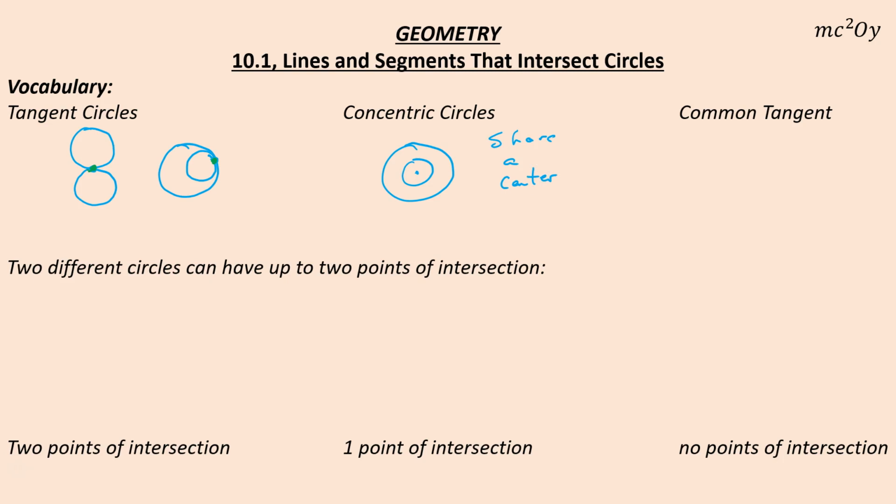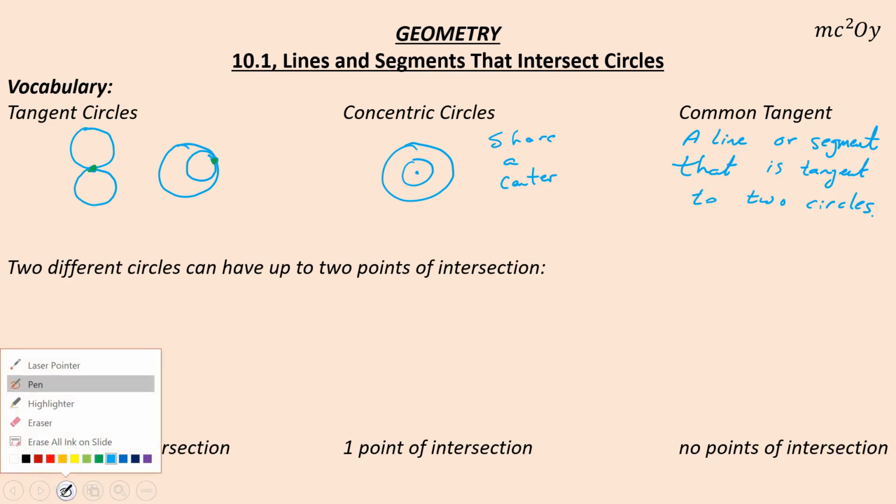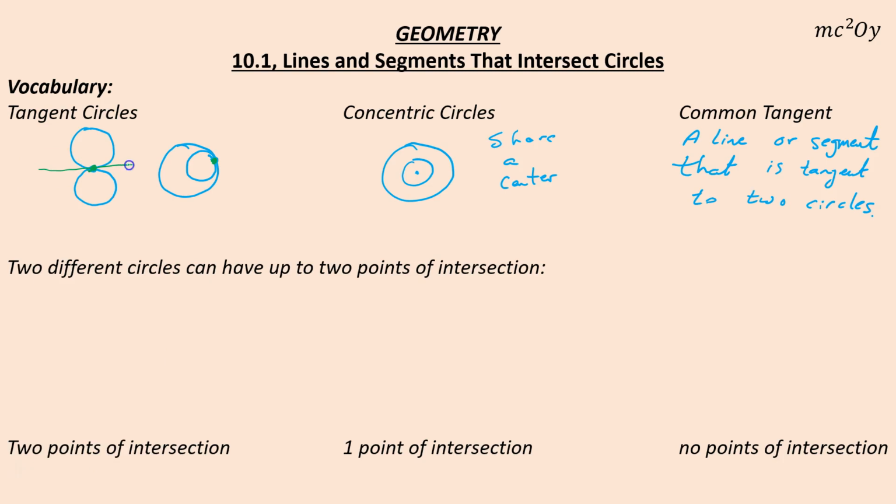And then a common tangent is a line or segment that is tangent to two circles. Okay, a common tangent. I'll show some examples here in a minute, but in fact, let me give you one example now. I won't leave it on there, but that line right there is a common tangent, because it's tangent to both circles.